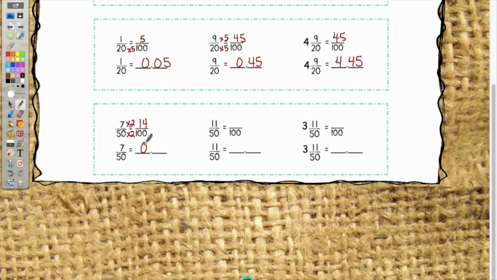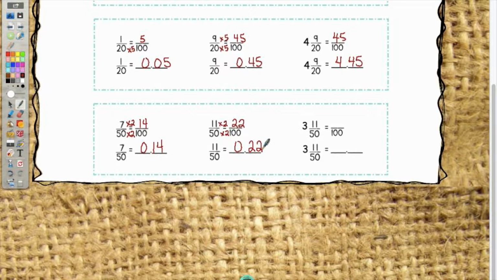$14 hundredths. How do I write it? 0 point. Good. All right. The next one, George B. 50 times what? Good. What's 11 times 2? Good. How do I write 22 hundredths? Very good. How do you get the hang of this, boys and girls?